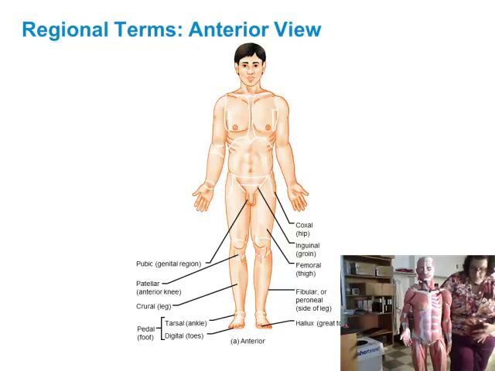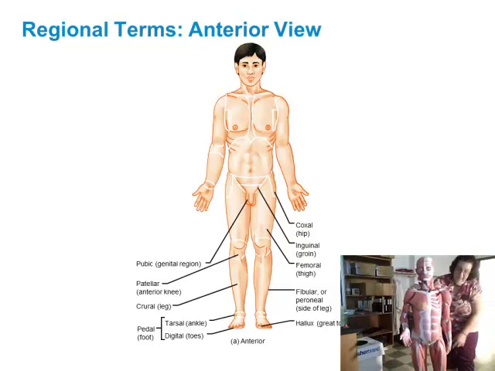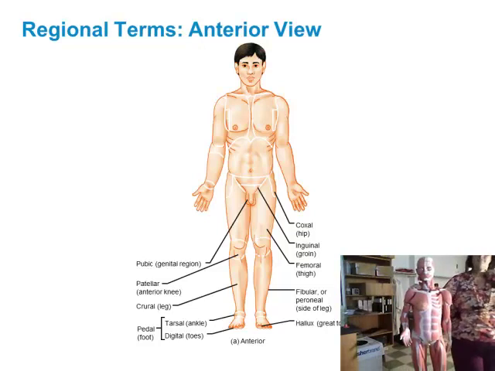And for the lower appendage, we have the foot. The entirety of the foot is the pedal. Right? If you think about pedestrians, or we are bipeds, we are bipedal organisms, it means we have 2 feet. Okay? Might help you to remember, how do you pedal a bicycle? You use your feet. The ankle is the tarsal region.